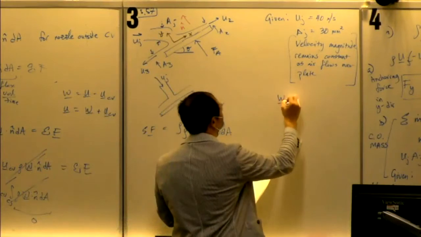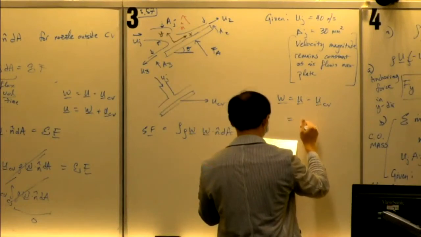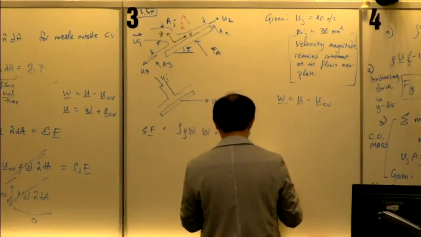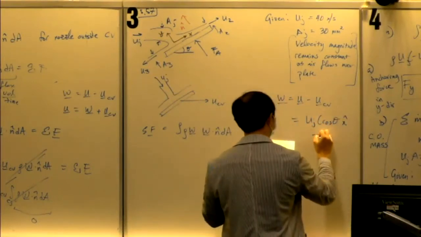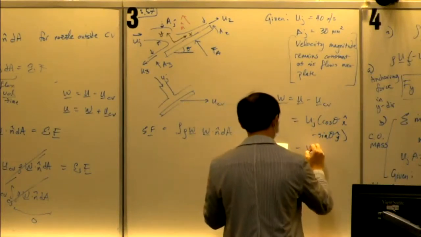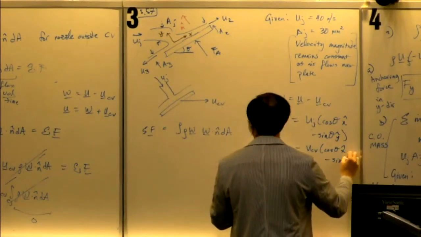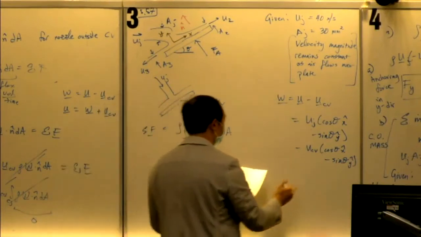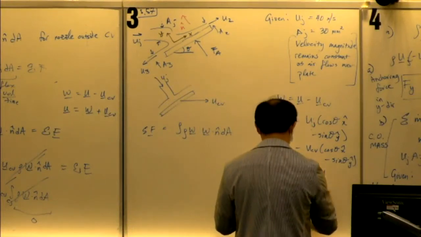Now W is equal to U minus UCV. So we've got UJ, which I'm just copying what we had before, x hat minus sine theta y hat, minus UCV, at minus sine theta y hat. All right. UJ minus UCV.